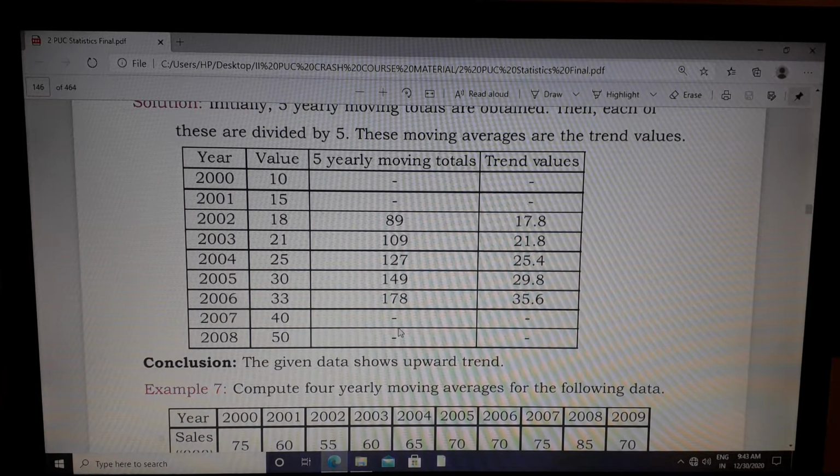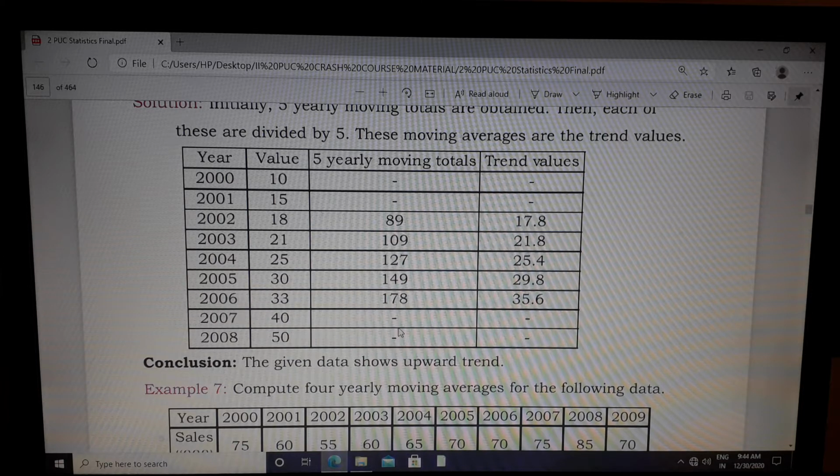Clear? So for 3 yearly it is exactly at the middlemost, because we are calculating the averages. Averages means they concentrate around the central value. So here also we are calculating totals and then averages, at the center value only. Clear? Now after calculating the trend values by dividing all these totals by 5, we get 17.8, 21.8, 25.4, 29.8 and then 35.6. Now if you look at the trend values, are they not in increasing order?